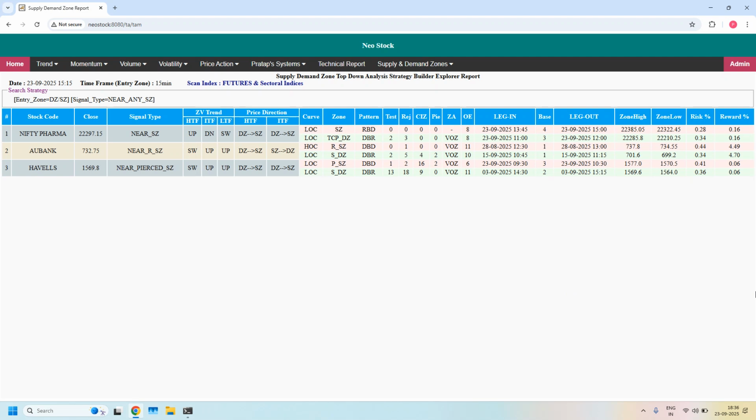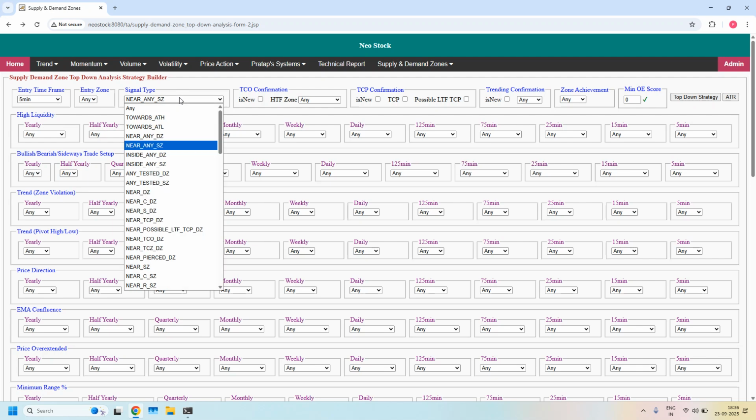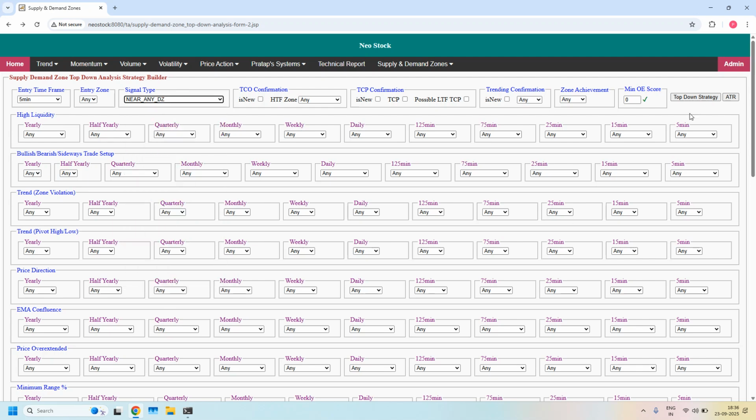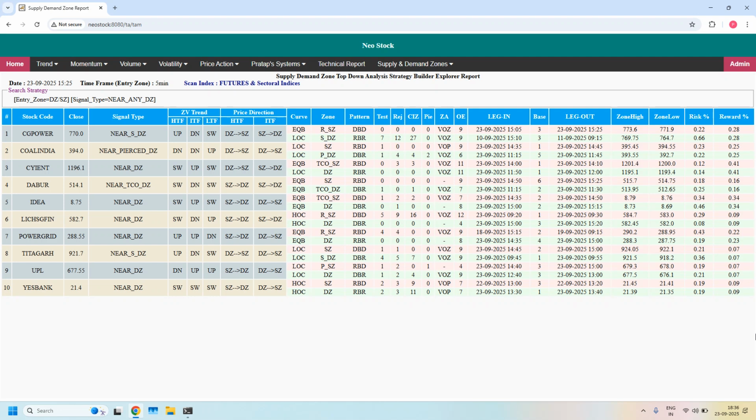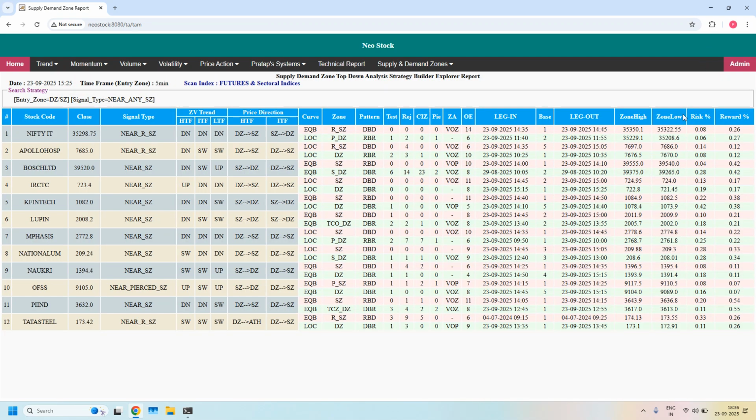Next time frame is 5 minutes. Stocks near to the 5 minutes demand zone, we got 10 stocks. Next, stocks near to the 5 minute supply zone, we got 12 stocks. So this is about stocks near demand and supply zones for different time frames.